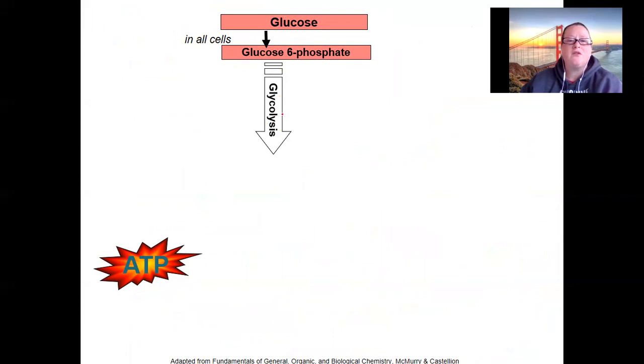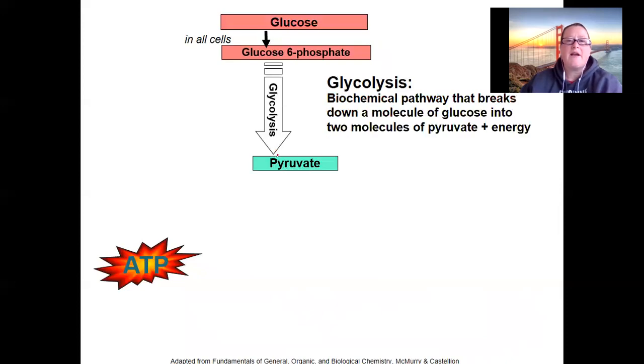So we have glucose, through the act of glycolysis, turning into pyruvate. So glycolysis is the biochemical pathway that breaks down a molecule of glucose into 2 molecules of pyruvate, plus there is a little bit of energy given off. Not much, just a little. Glycolysis is an anaerobic process. It does not require oxygen.